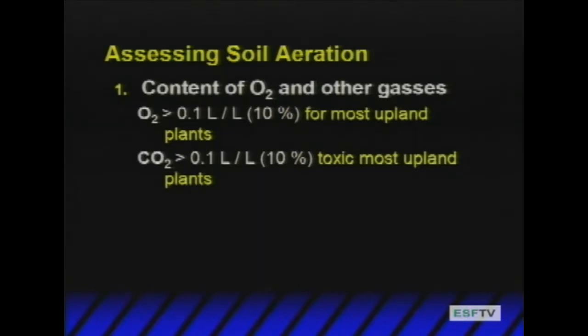In the same way, we can look at CO2 concentration. When the partial pressure, the concentration of CO2, exceeds 10%, that becomes a very bad number. That implies a toxic situation. So we could either measure the oxygen content or the CO2 concentration and utilize that as one measure of soil aeration. Again, it's greater than 10% for oxygen. Plants need more than 10%, and if you have more than 10% CO2, that's a negative thing. So that number is reversed in terms of oxygen and CO2.